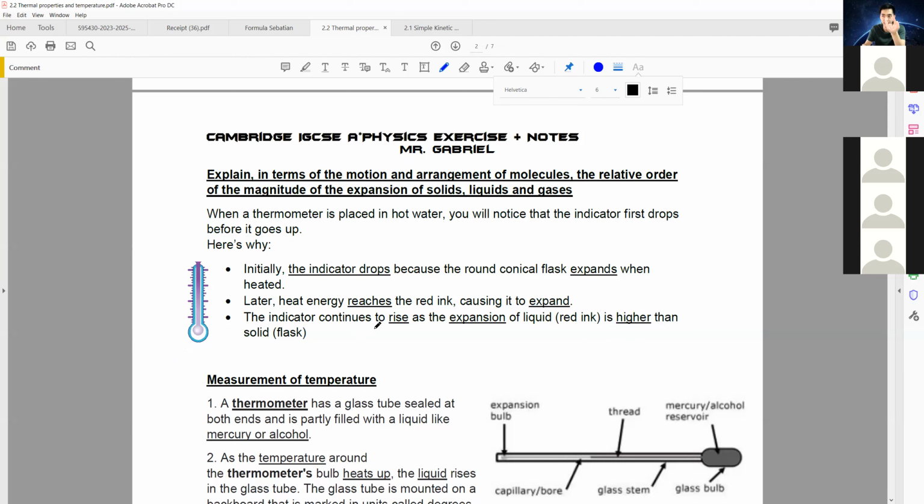Meaning to say the solid expanded a little bit, the liquid expanded much more. That's why it goes up. Does this mean that the temperature reading would be inaccurate? Yes, it will be inaccurate.